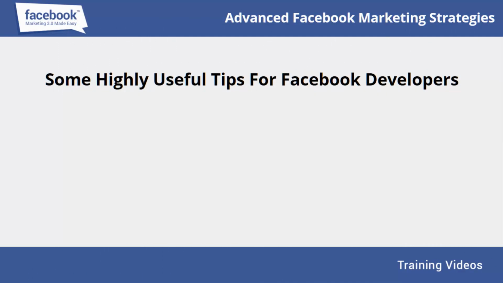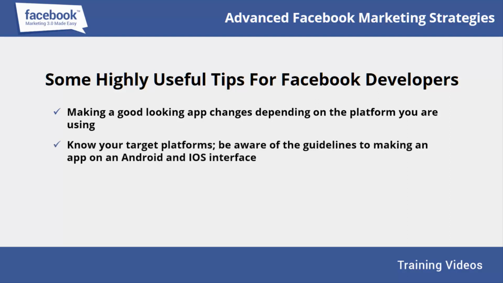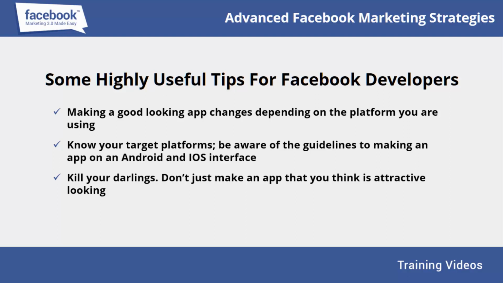Some highly useful tips for Facebook developers. Make sure to follow some of these tips and pieces of advice when working with Facebook for app development. Making a good-looking app changes depending on the platform you are using. If you are creating a cross-platform app, then you won't want it to look exactly the same on an iPhone as it does on an Android. Know your target platforms. Be aware of the guidelines to making an app on an Android and iOS interface. Kill your darlings. Don't just make an app that you think is attractive looking. Make an app that is visually appealing for the platform that you are using. What you think is appealing may not be appealing once applied to a specific interface.